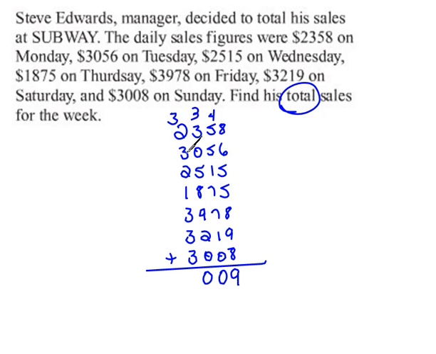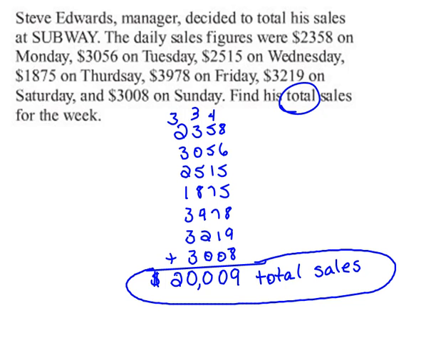And then we're going to have to add up our thousands column. So when we add that, that is 20. So we drop our 0. If we carry our 2, there's nothing to add that to, so we might as well just write that down. So our total sales then for the week are $20,009. So this would be the amount of money that he sold all week, total sales.